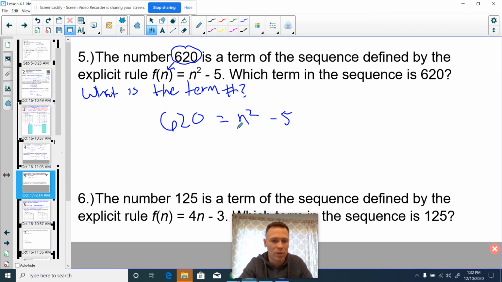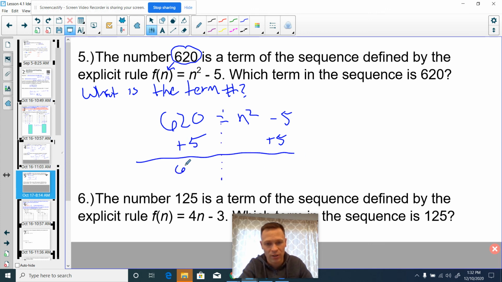So what's happening to n? I'm squaring it, and I'm subtracting 5. Last thing I said was subtract 5, so I'm going to undo that by adding 5 to both sides. So I have 625 is now equal to n squared. I will now square root both sides. And the square root of 625, I know off the top of my head because it's a perfect square, is 25. So 25 equals n.